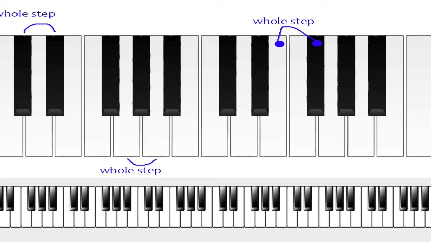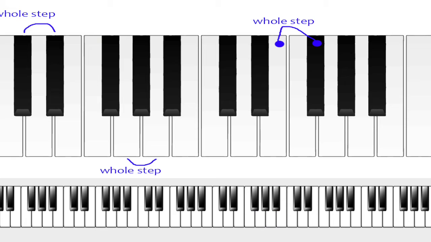So let's go on with the whole step. A whole step is just comprised of two half steps. So if you're looking at the piano keyboard, you would see that a whole step could go from one black key to another like this. That's a whole step. Here's another one. Here's another one.